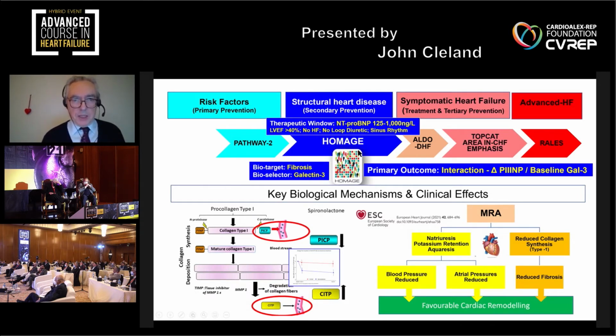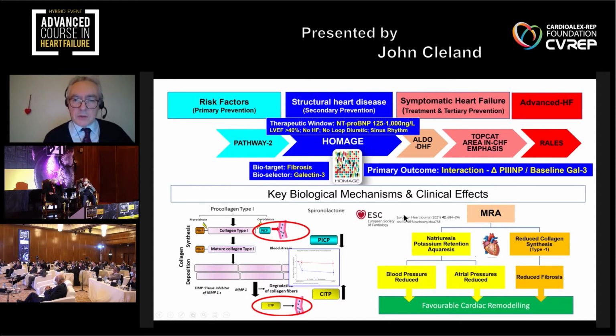So this was patients with basically structural heart disease. These were patients who had an elevated natriuretic peptide, but they didn't have heart failure. They didn't have severe left ventricular dysfunction. They weren't on a loop diuretic. They were in sinus rhythm. We treated them with a mineralocorticoid receptor antagonist.